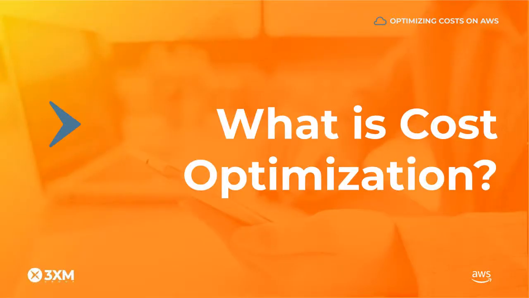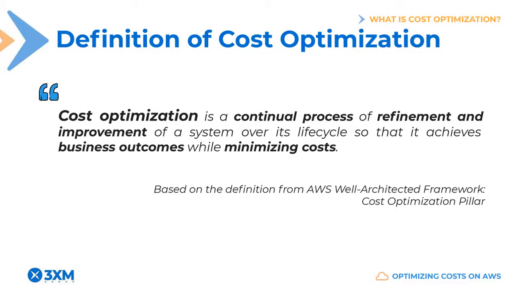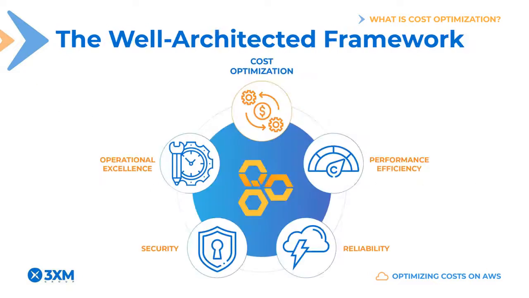So what is cost optimization? At the beginning of the presentation, I said 4 things about cost optimization, but I didn't really give a definition. So here it goes. Cost optimization is a continual process of refinement and improvement of a system over its life cycle so that it achieves business outcomes while minimizing costs. I like this definition because it's succinct and emphasizes 2 aspects of cost optimization that are often omitted: its focus on business outcomes or business value, and the fact that it is a continuous process.